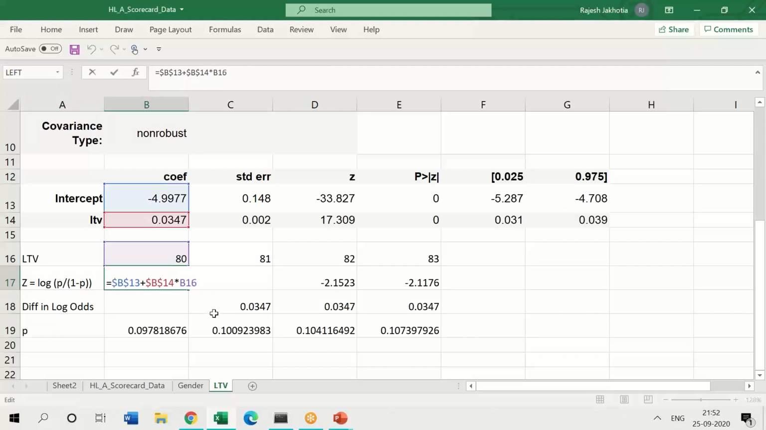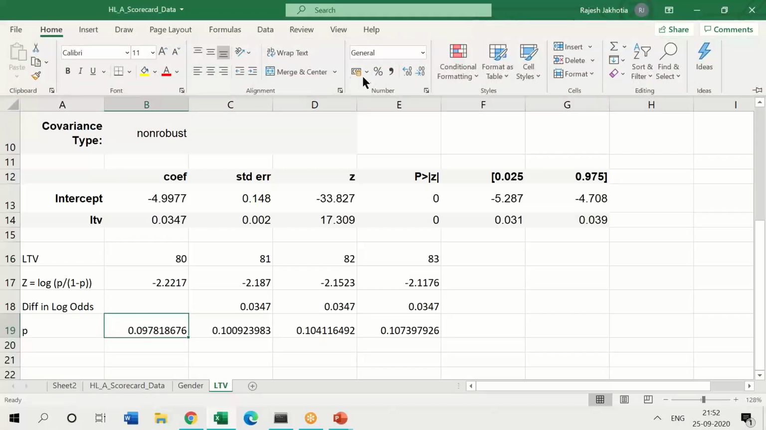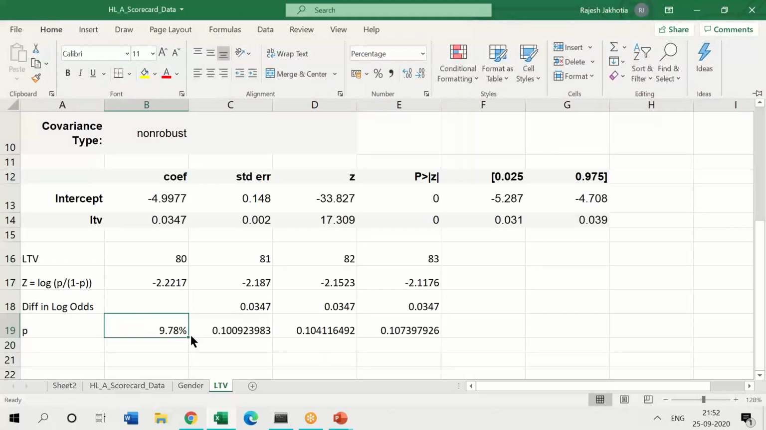So the equation would be something like this. Z is equal to alpha, which is the intercept, plus beta 1. The beta 1 for LTV is 0.0347 into, if a customer is applying for a home loan by taking the loan at a LTV of 80%, which means the customer is making a down payment of 20% from his pocket. In that case, what will be the p value? In that case, first we compute the z, and this z we then convert to p by taking 1 upon 1 plus exponential of minus z. So the p value, the probability of default, will come out to be 0.09, in percentage term 9.78.